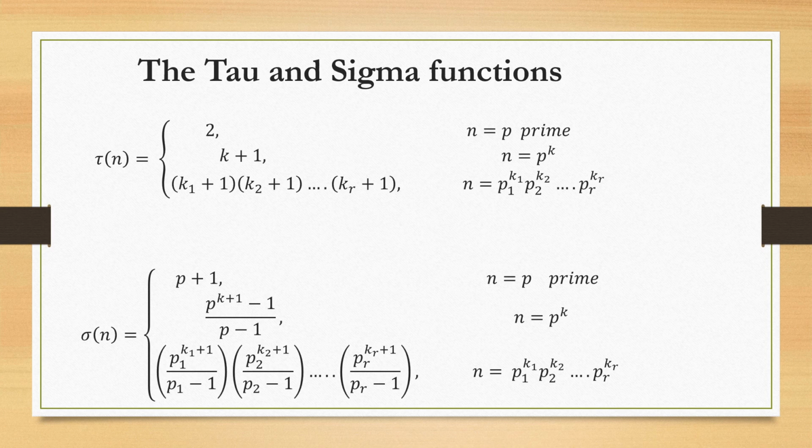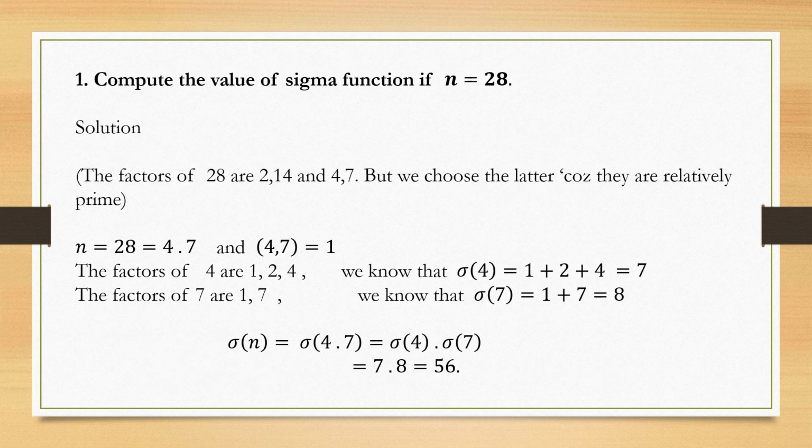So this is the basic difference between the tau function and the sigma function: the condition remains the same, whereas the action of what we replace it with shows the difference. Now just a small problem for your basic understanding. Compute the value of the sigma function if n is equal to 28. Sigma is denoted by this symbol, sigma of n.